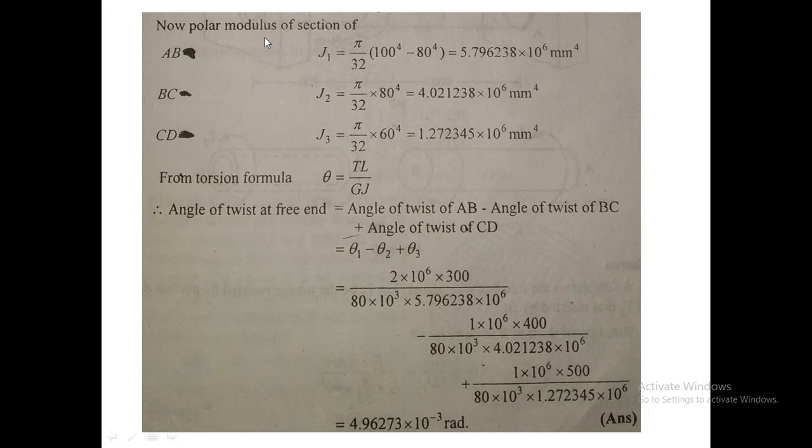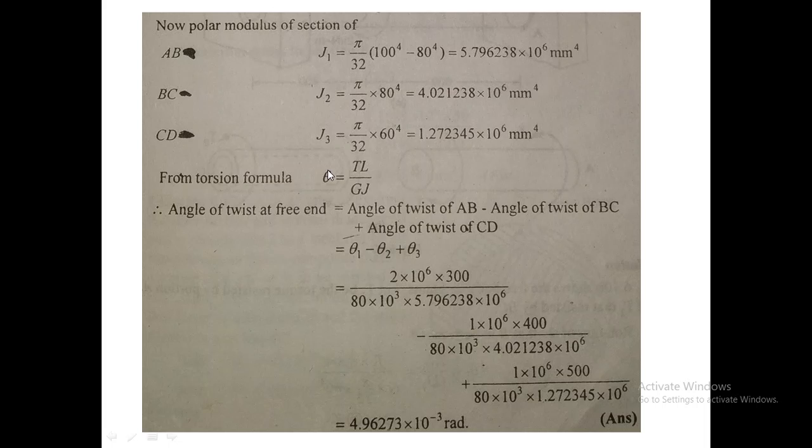Since the diameters are different, the J value will be different. For portion AB, since this is the hollow shaft, the polar moment of inertia J will be pi by 32 times outer diameter to the fourth minus inner diameter to the fourth. So we get this value. Similarly, portion BC is solid, so its polar moment of inertia will be different. We calculate this. Similarly, CD is a solid shaft, and we use the same formula and calculate this.